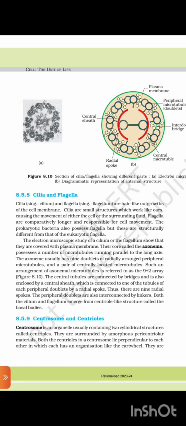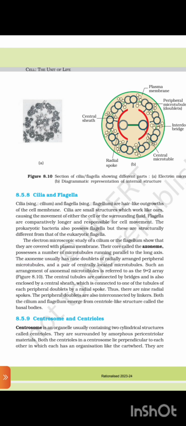8.5.8 Cilia and flagella. Cilia, singular cilium, and flagella, singular flagellum, are hair-like outgrowths of the cell membrane. Cilia are small structures which work like oars, causing the movement of either the cell or the surrounding fluid. Flagella are comparatively longer and responsible for cell movement. The prokaryotic bacteria also possess flagella, but these are structurally different from the eukaryotic flagella. The electron microscopic study of the cilium or the flagellum shows that they are covered with plasma membrane. Their core, called the axoneme, possesses a number of microtubules running parallel to the long axis.